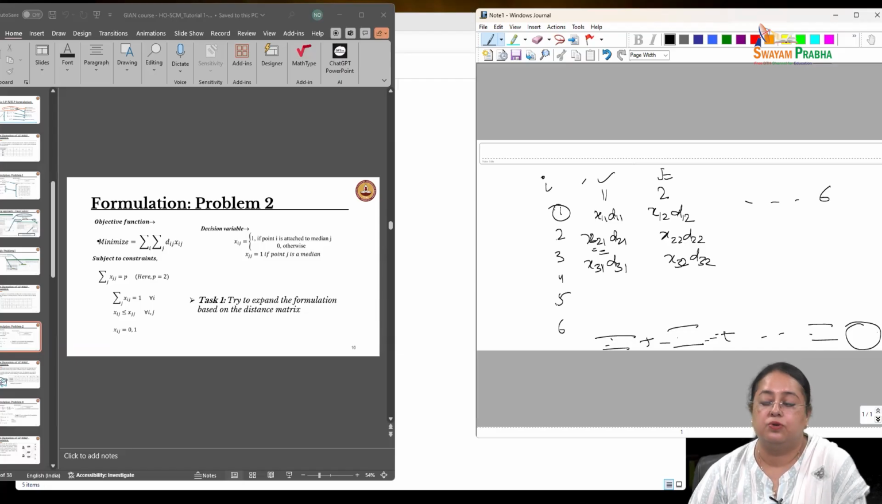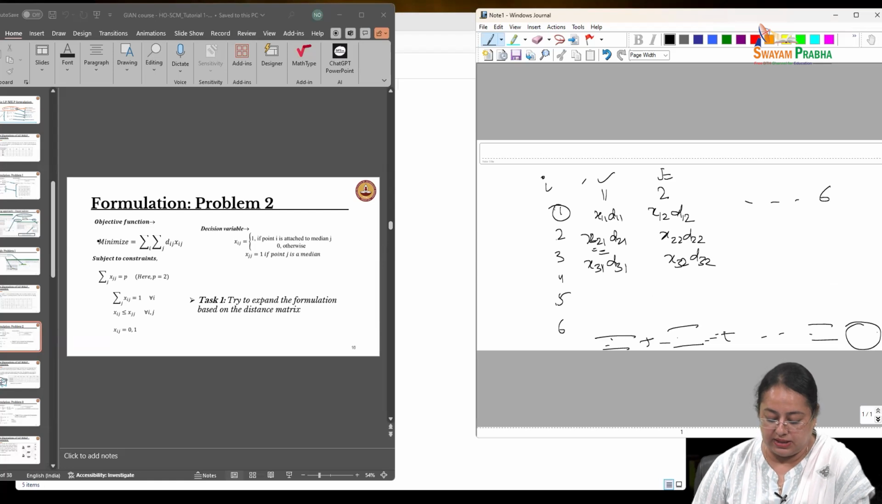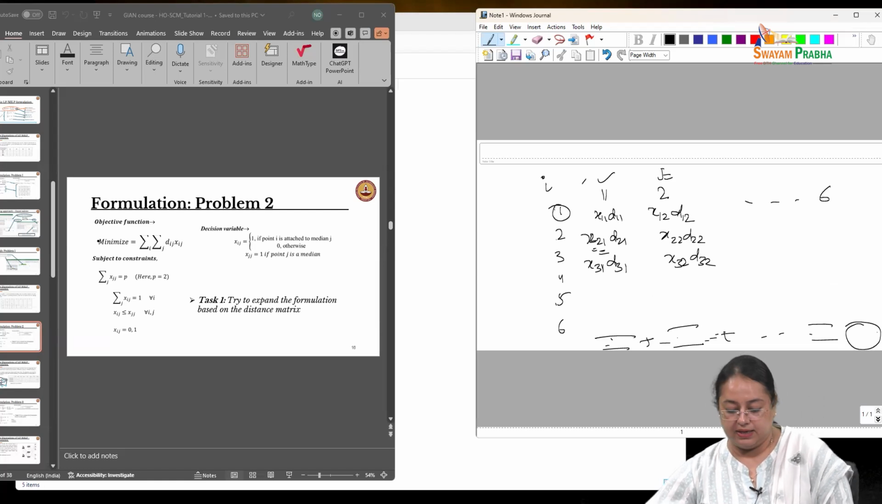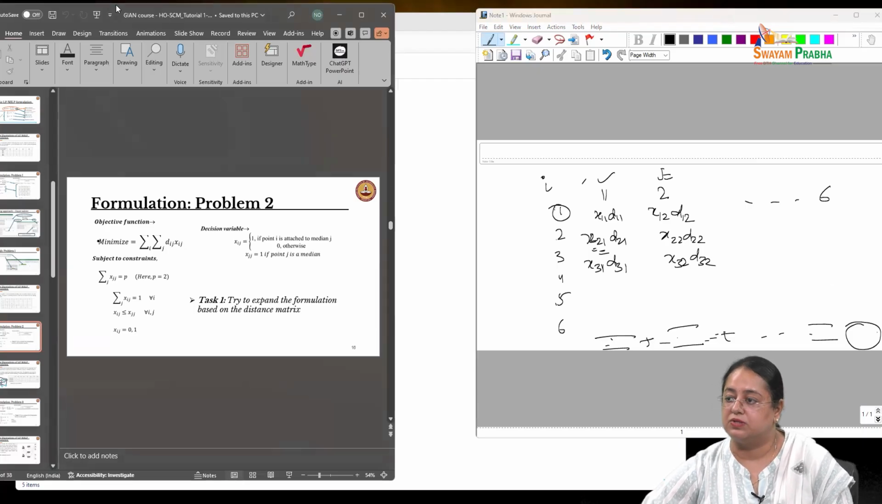Right? So now you see that this is the power of optimization. If just for 6 facilities, we have to do so many things manually otherwise. But if we write it in this format, it is more compact. We will also solve this problem in Excel. You will see how quickly and easily we can solve this problem.